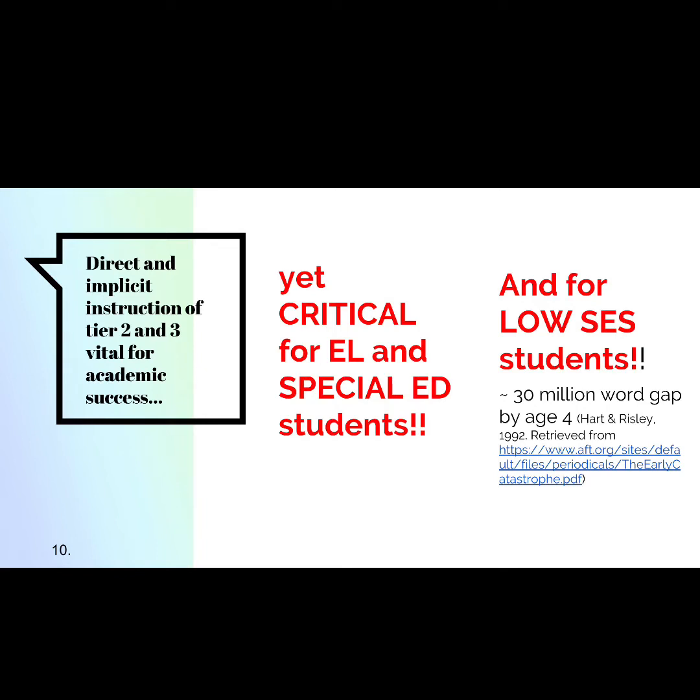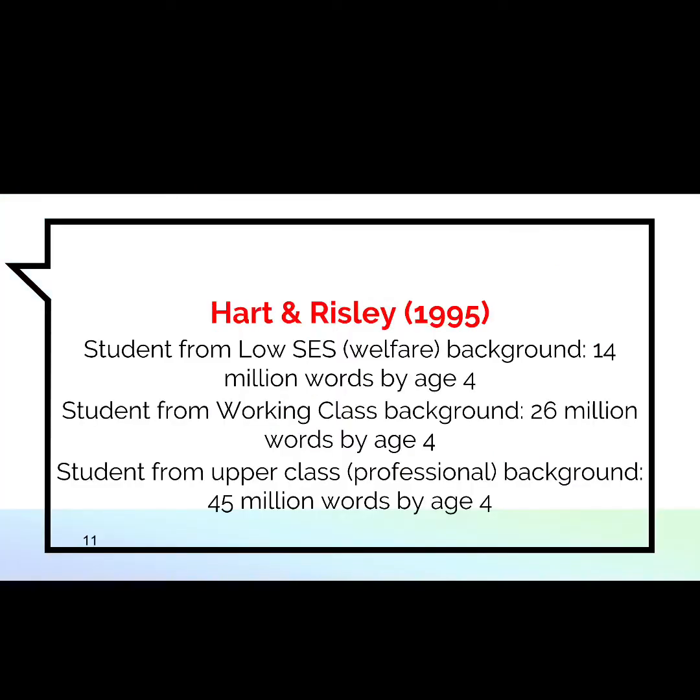Research, all the way back from 1992, shows us the 30 million word gap from Hart and Risley. Hart and Risley's research found that low SES students had heard only around 14 million words by the age of 4. Middle class students heard around 26 million words, in comparison with students who came from families with professional backgrounds, who had heard over 45 million words. This research is extremely critical in that we cannot assume students come to us equipped for understanding this academic vocabulary. We have to deliberately instruct it, model it, and ensure students understand it.